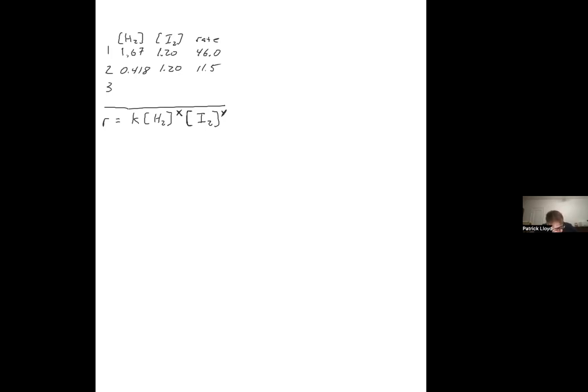Now, for rate 1, it is 46.0 molarity per second. And then what about rate 2? Rate 2 is 11.5 molarity per second. And here's what I'm going to do. I'm going to take a ratio of rate 1 to rate 2, R1 over R2. And here's what happens when you take R1 over R2.